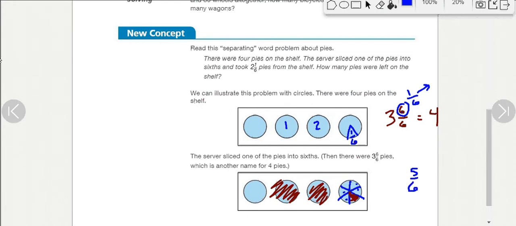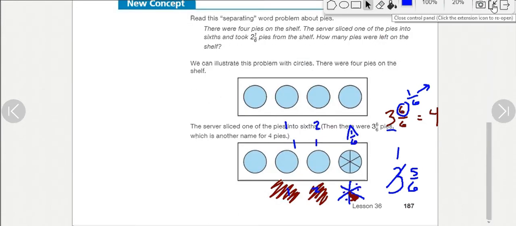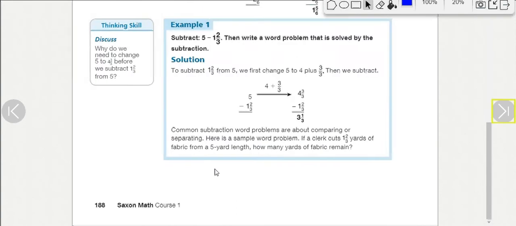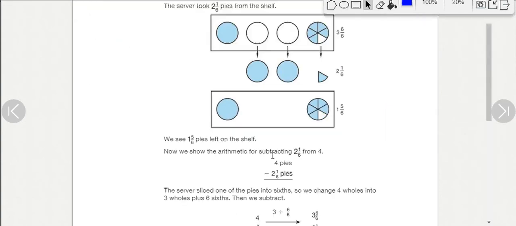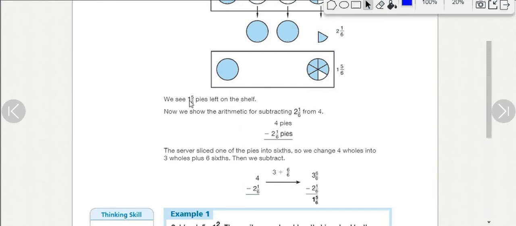Not having to take away from the whole, I still have 3. But then I also took these 2 away, right? So that changes 3 minus 2 is 1. So the answer is 1 and 5/6 left. The arithmetic looks like this: 4 minus 2 1/6.